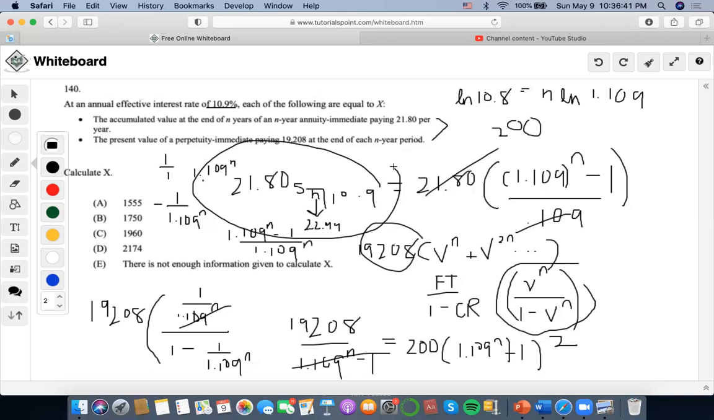Take my TVM, so 21.8 as the payment, 22.99 as the number of years, 10.9 as the interest rate, 0 as present value, compute future value. So I would get 1,957.78, which would be closest to the answer C.